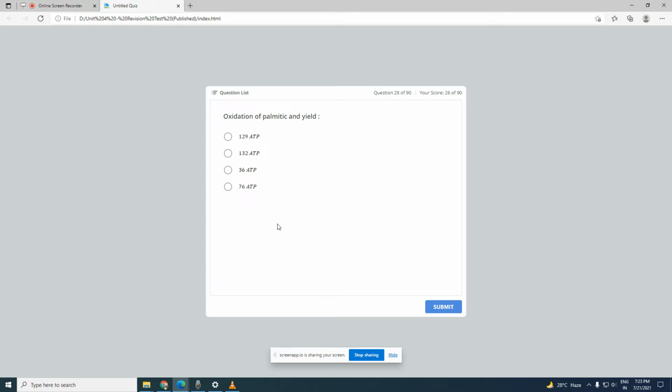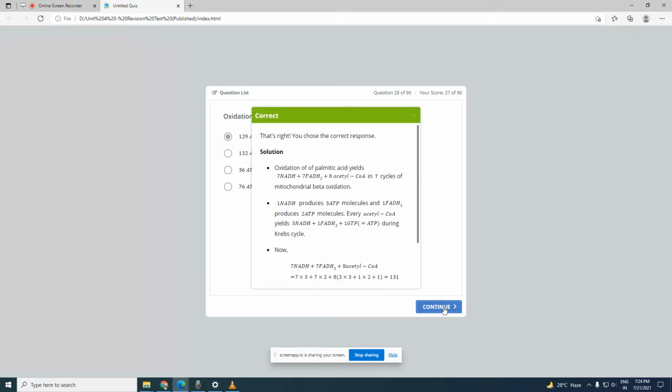28th question. Oxidation of the palmitic acid yields how much energy? Actually, it should have been the acid, palmitic acid yield. 129 ATP, 132 ATP, 36 ATP, and 76 ATP. Which one is the right answer? 129 ATP is the right answer.